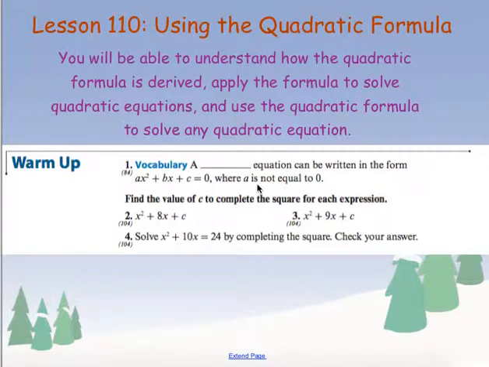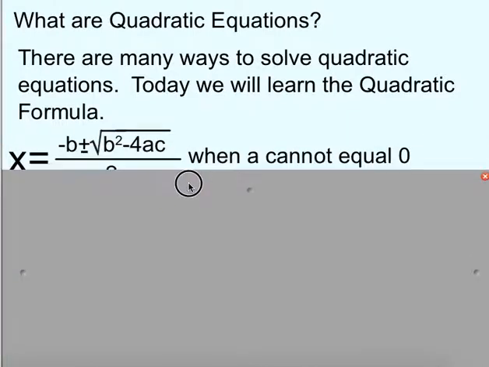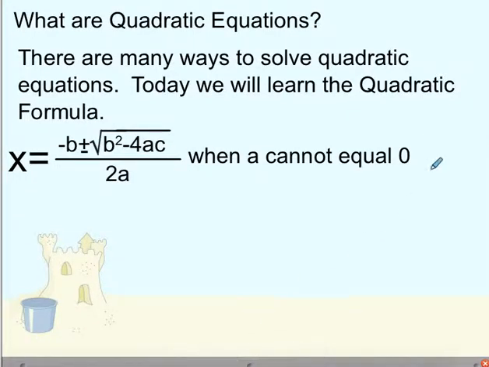Algebra 1, Lesson 110. We are learning about the quadratic formula, how to use it, and how we can solve our quadratic equations using this formula. Now, remember that when we have quadratic equations, we have many different ways to solve them. Things like graphing, or completing the square, or solving by using square roots. Well, today we're going to use this formula.